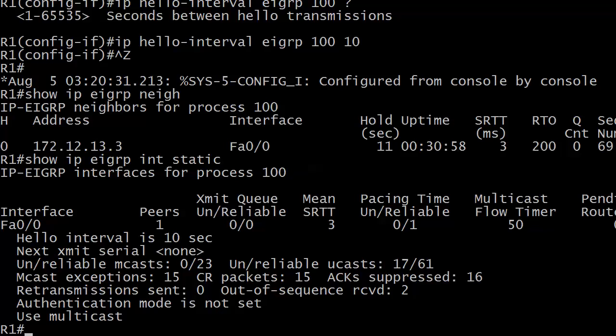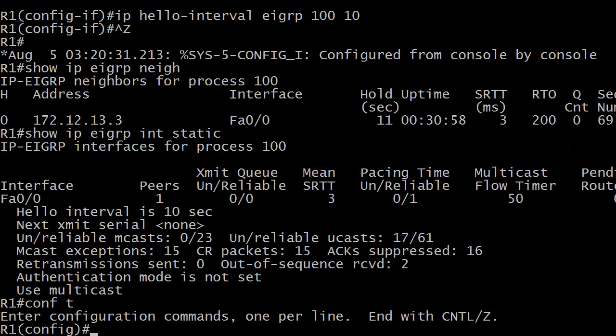What's the overall hold time on router 3? It's 15 seconds, right? Because it's going to be 3 times the hello time, which by default is 5 seconds. So if router 1 is sending a hello every 10 seconds, and router 3 is expecting one every 15 seconds, we don't have an issue right now. But what if we had changed that hello time to 20 seconds? Let's take a look and see what would happen if we did that.